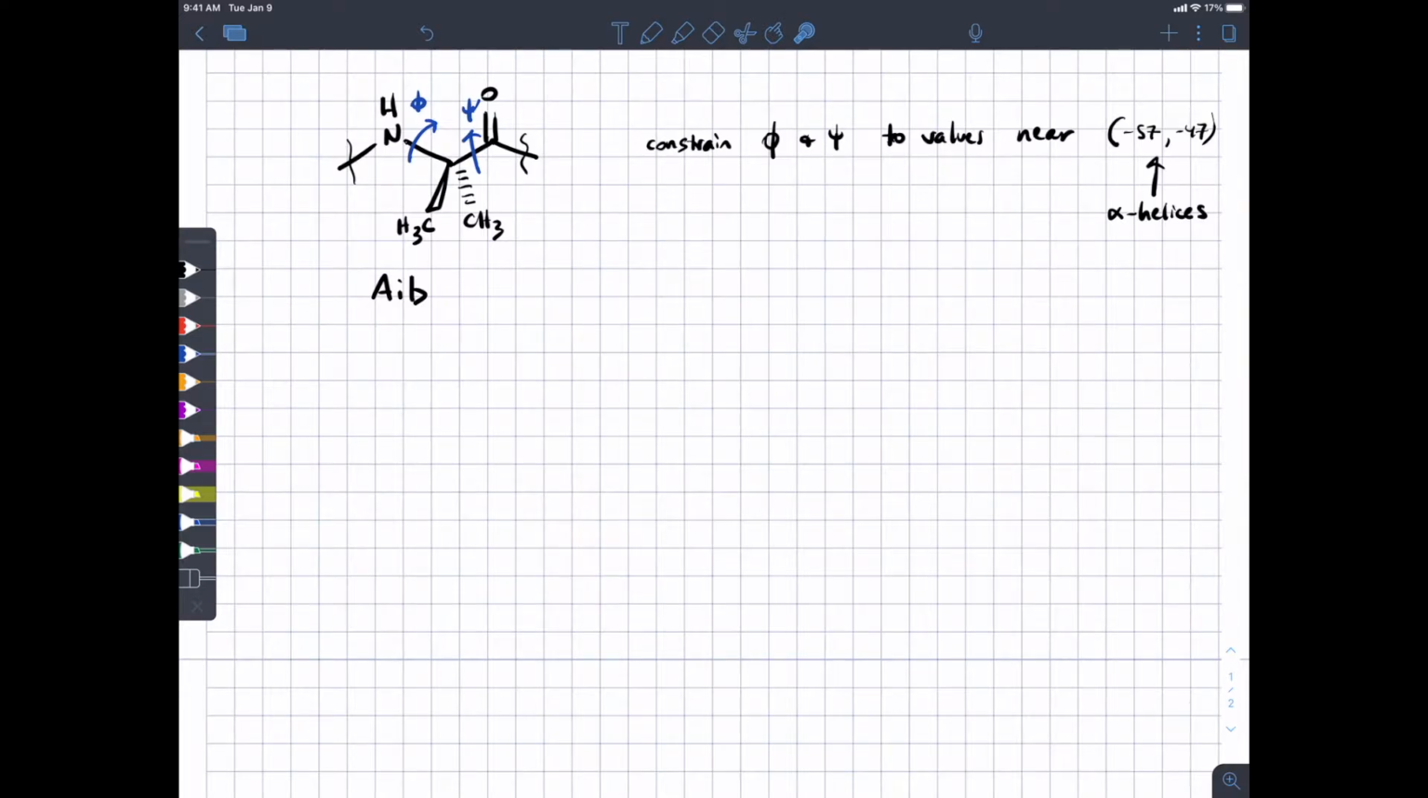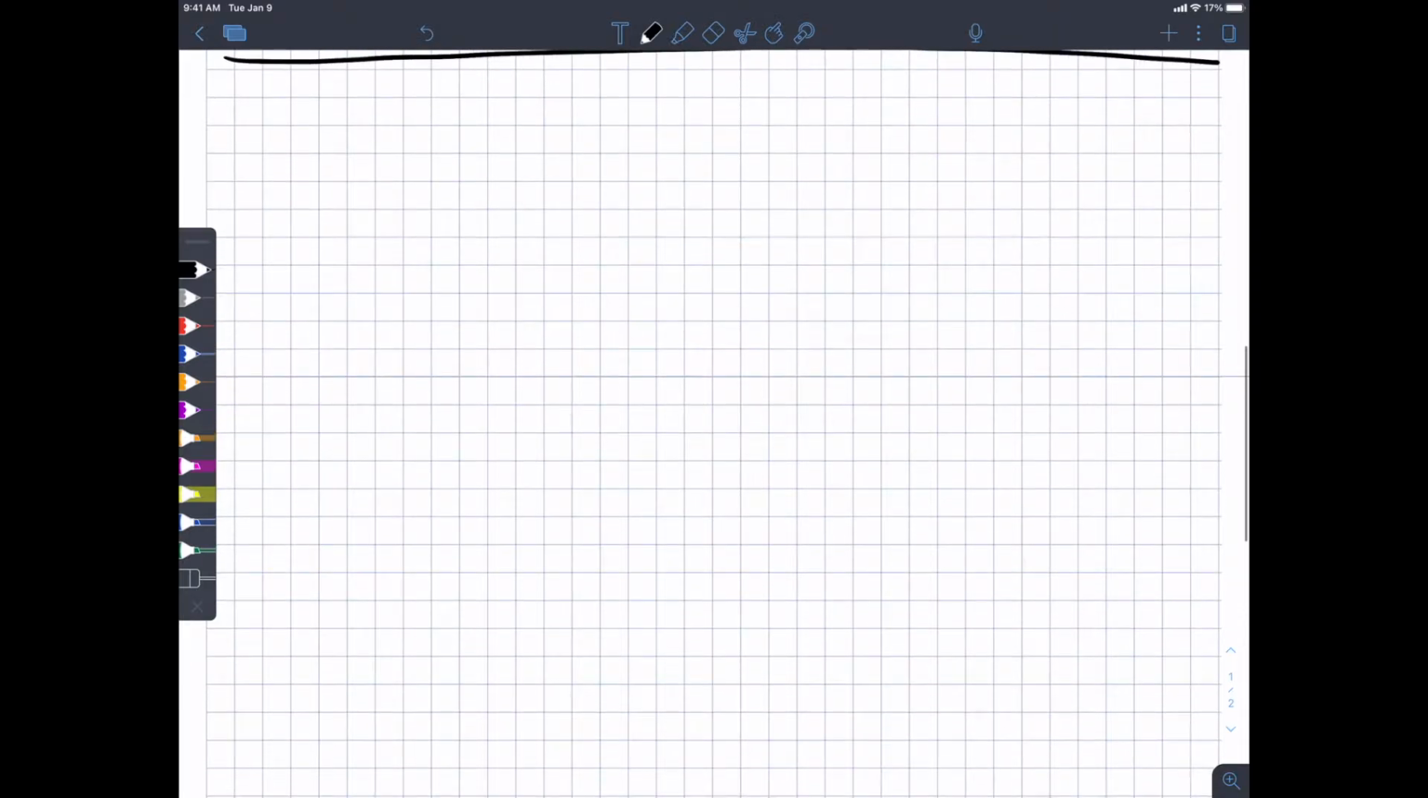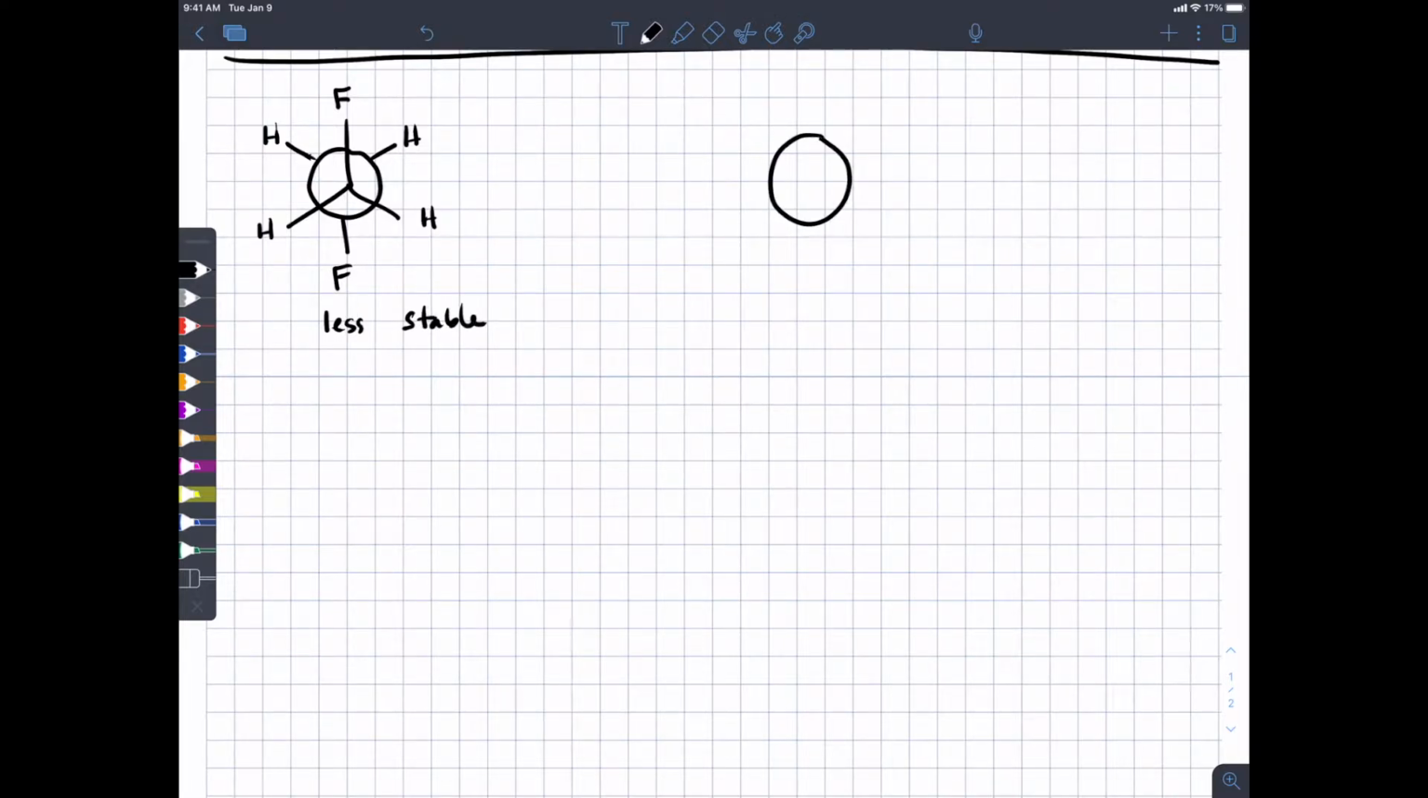All right, so we were talking about something called the gauche effect, and I was pointing out that in spite of what you might think, for 1,2-difluoroethane, the anti-conformation, where the two fluoro groups are anti to each other, is actually less stable than the conformation where the two fluoro groups are gauche to each other. And this goes against what you would predict from sterics.